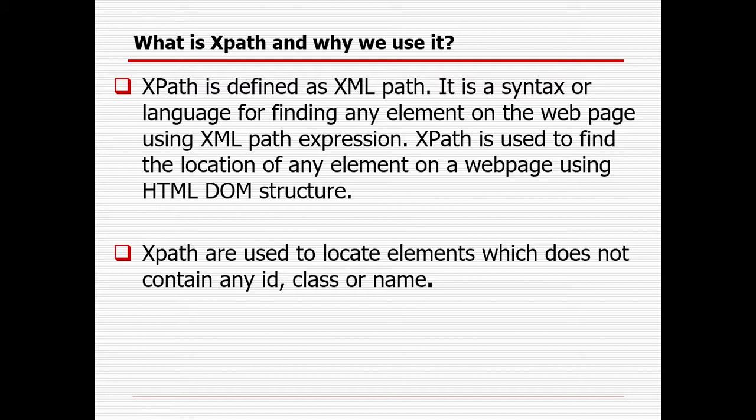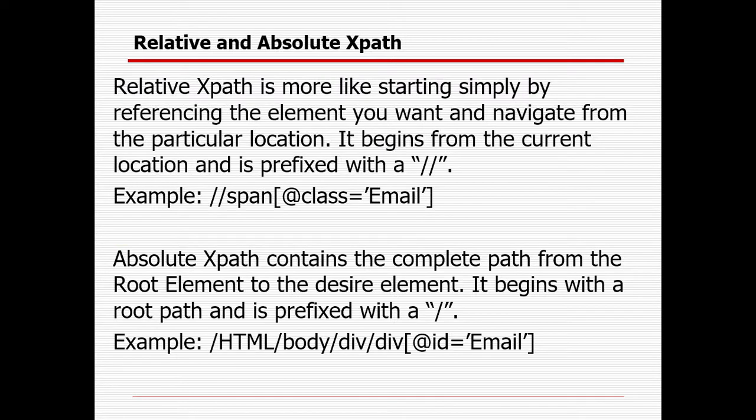So what is XPath? XPath is defined as XML path. It is a syntax or language for finding an element on the web page using an XML path expression. XPath is used to find the location of any element on a web page using the HTML DOM structure. XPath is used in case no ID, class, or name is found, or sometimes a unique combination is found. There are two types of XPath available: one is relative XPath and another is absolute XPath.